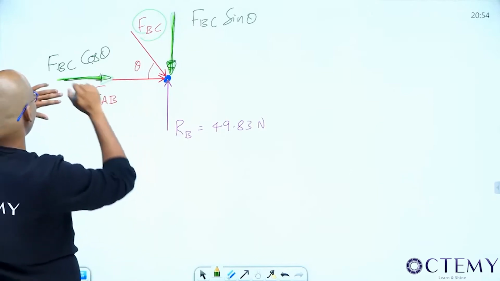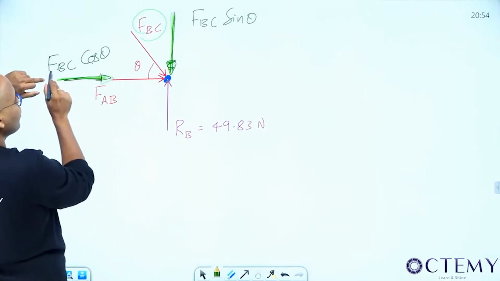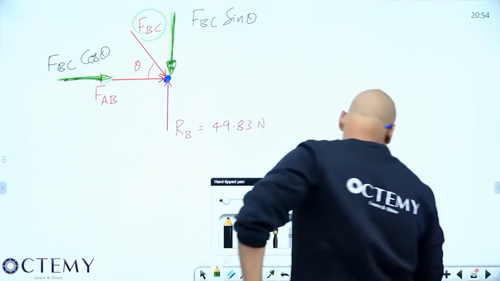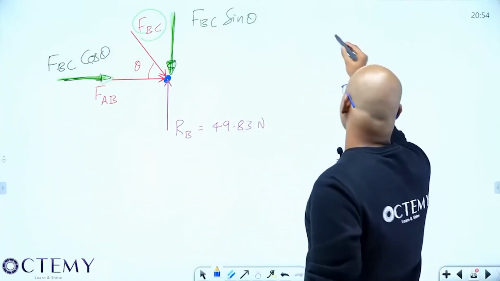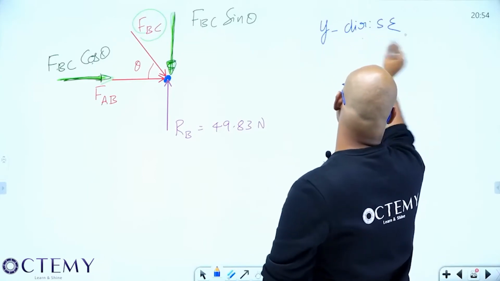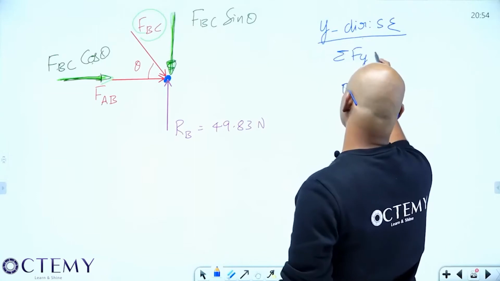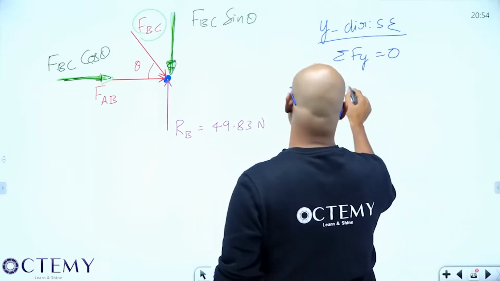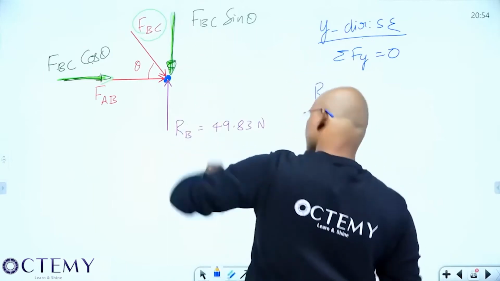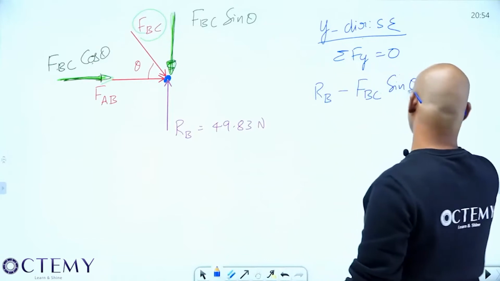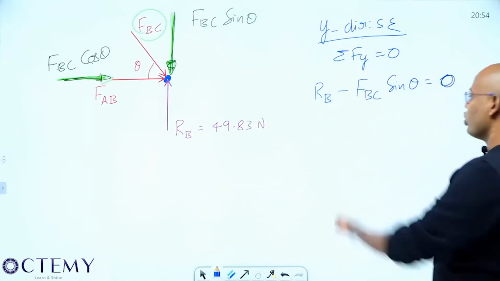In X direction I have FBC and FAB. So if I know FBC, then I can find FAB. So first write in Y direction and get FBC, then get the FAB, right? So Y direction, static or dynamic equilibrium? Static equilibrium. So I can write sigma Fy is equal to 0. So RB acting up or down? Upward. So plus RB, FBC is acting down. So minus FBC sin theta is equal to how much? 0.